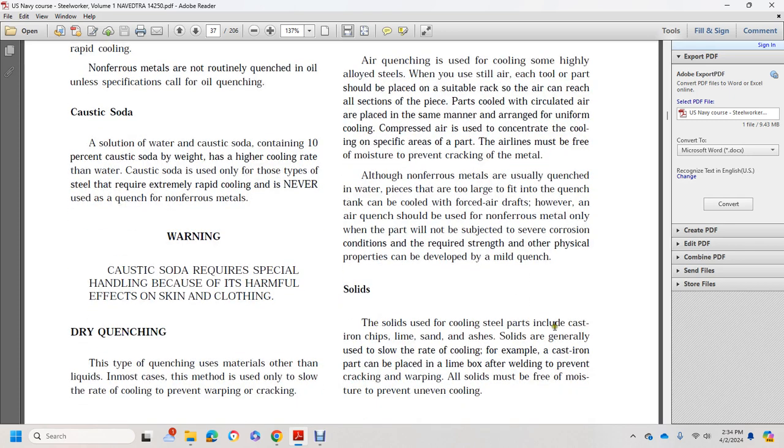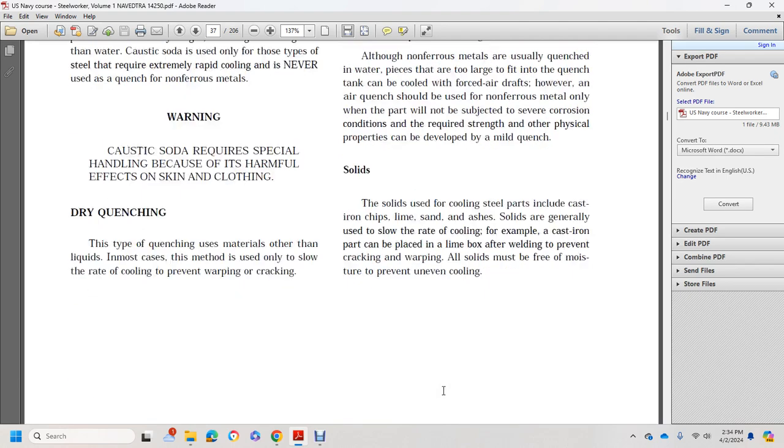Solids used for cooling steel parts include cast iron chips, lime, sand, and ashes. Solids are generally used to slow the rate of cooling. For example, cast iron parts can be placed in a lime box after welding to prevent cracking and warping. All solids must be free of moisture to prevent uneven cooling.